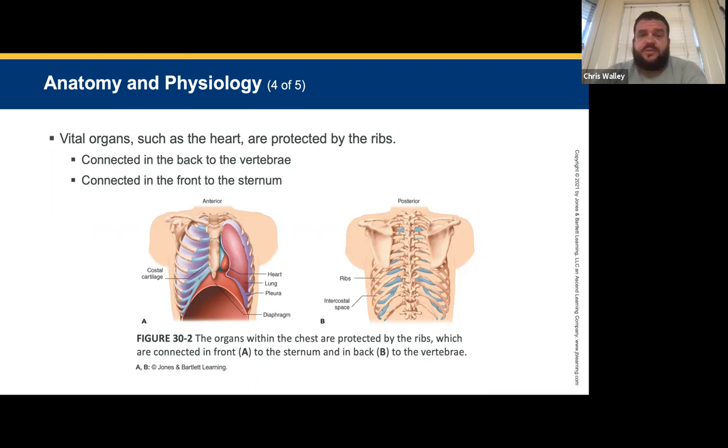So back to here. The ribs are connected in the back to the vertebrae, and in the front they connect to the sternum. The trachea divides into the left and right main stem bronchi, which support the airway. So right here is where the airways connect and go into each lung, as you can see here.